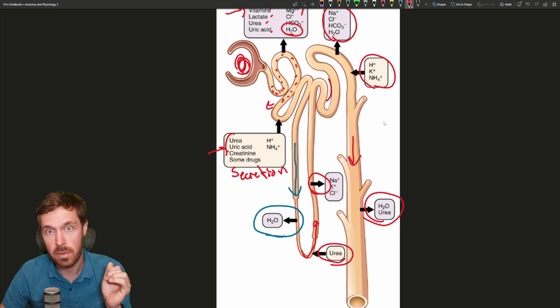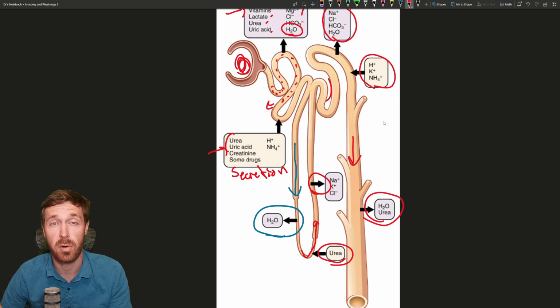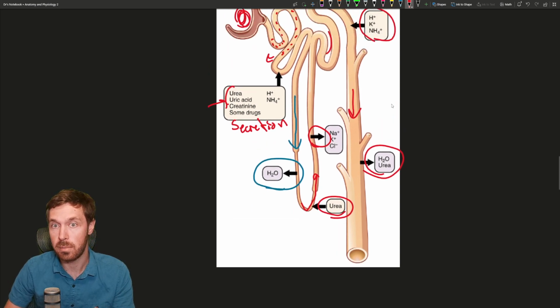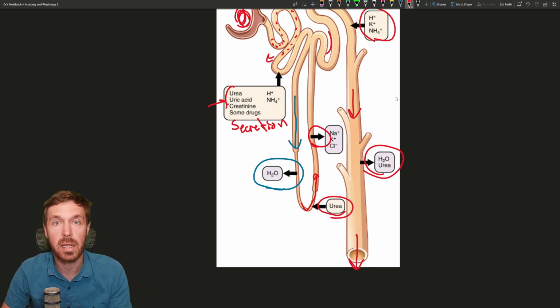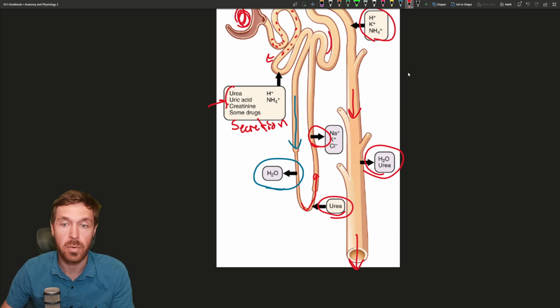So if your urine is darker in color, that means you're reabsorbing more water and you're dehydrated. If it's lighter in color, it means there's more water in it and you're hydrated. Your blood pressure and blood volume stay relatively constant, and that's because your collecting duct is regulating the concentration of urine based on the concentration in your body, how much water you have.